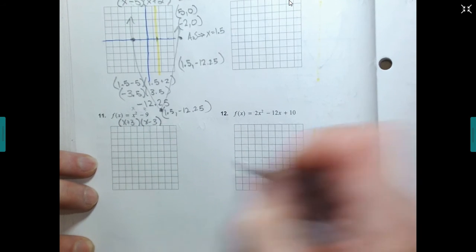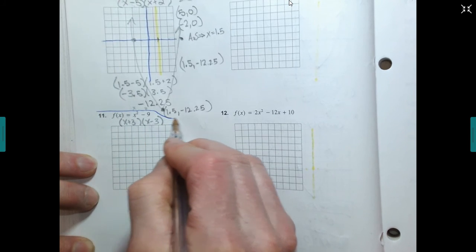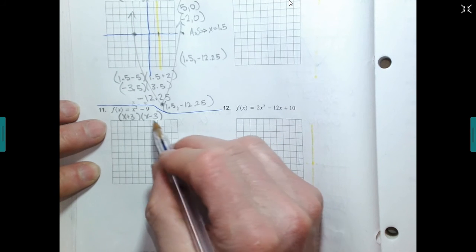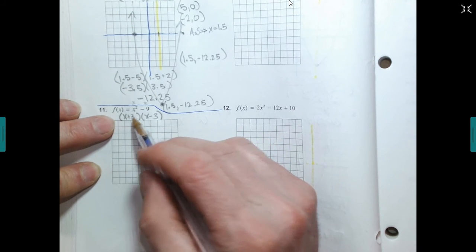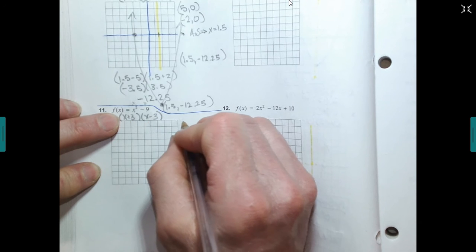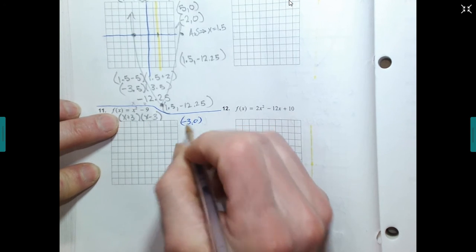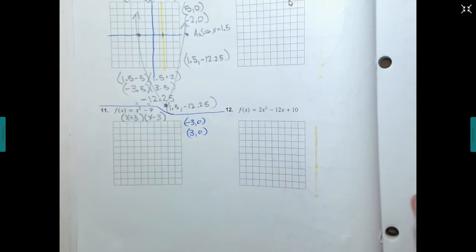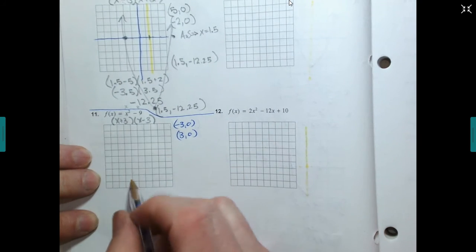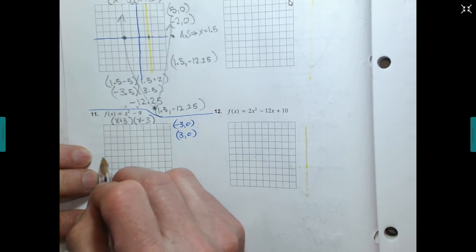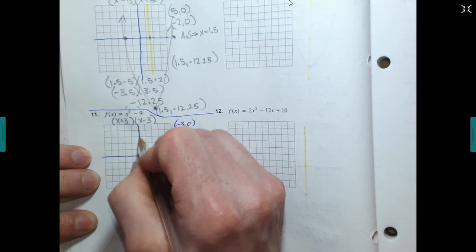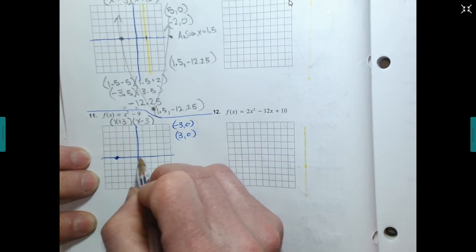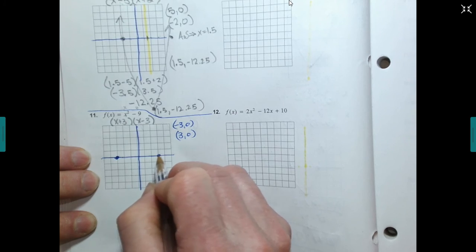Just to keep these separate, I want to say use ink so that you can see the different problems. So here I have negative 3, 0 is one intercept, and then I have 3, 0 is another x-intercept. It's a positive, so it's going to go up. I'm getting these kind of wrong, so I'm just going to go straight in the middle. 1, 2, 3, 0, 1, 2, 3, 0.